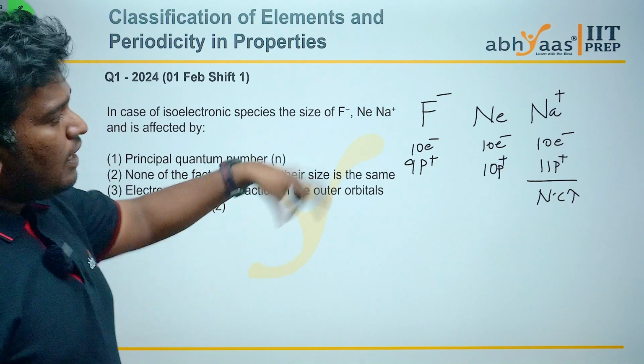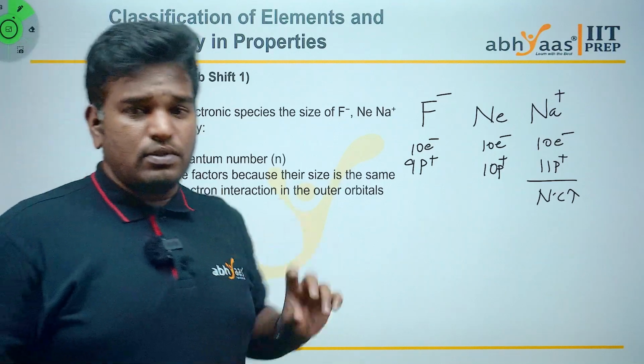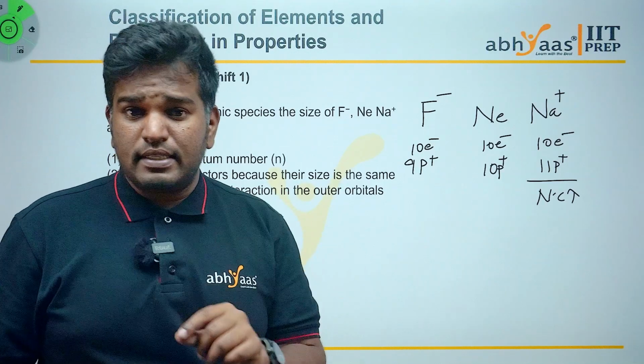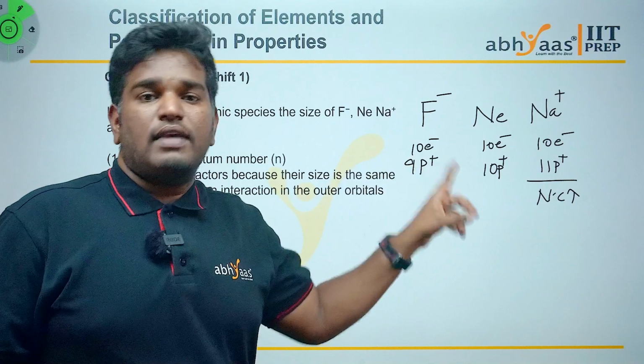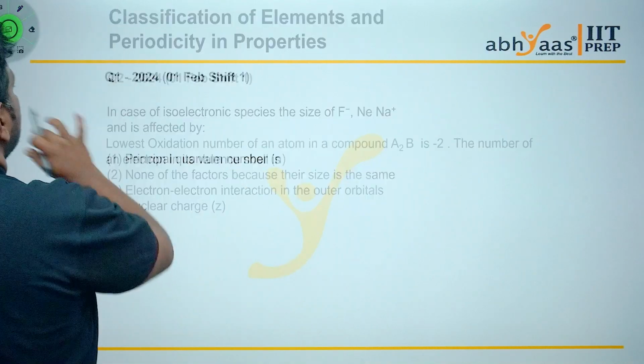So just see how the number of electrons and protons are changing according to the ion, and you can understand that nuclear charge will be having an effect on its size. Now we will move to the next question.